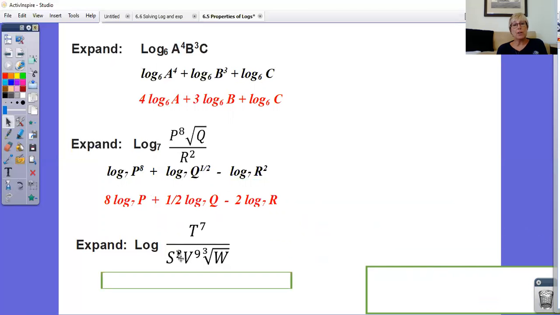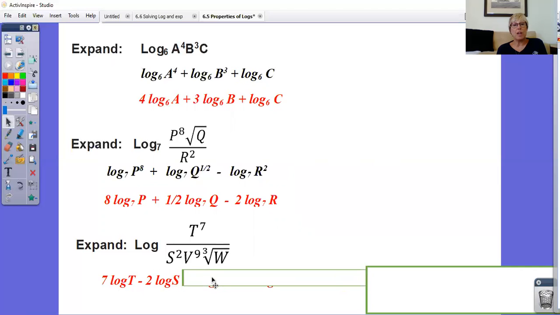Okay, 4 letters in this one, so I'm going to use 4 logs. So I'm going to start out with the T, and I'm going to bring the 7, and since that's in the numerator, that's a plus, a positive log. The S is in the denominator, so that's going to be a negative log. The V is in the denominator, that is a negative log. And the W is also in the denominator, so I have a negative in front. And I just took all of the exponents and brought them down as coefficients.